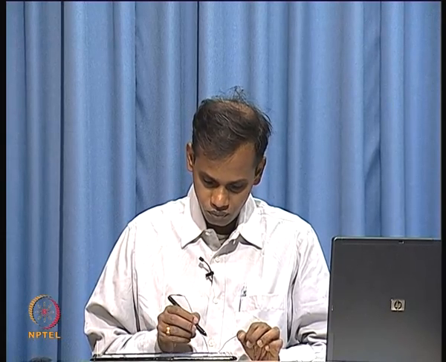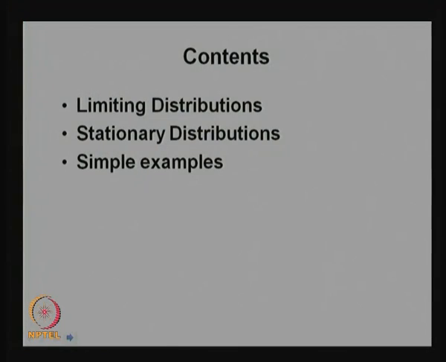So, in this lecture I am planning to give a few examples for the classification of states. Then I am going to give the definition of limiting distributions, followed by stationary distributions. Then for the same examples I am going to explain how to get the stationary distribution if it exists.